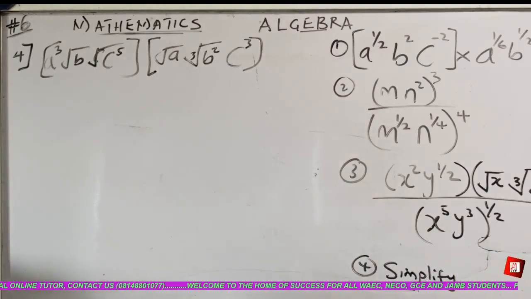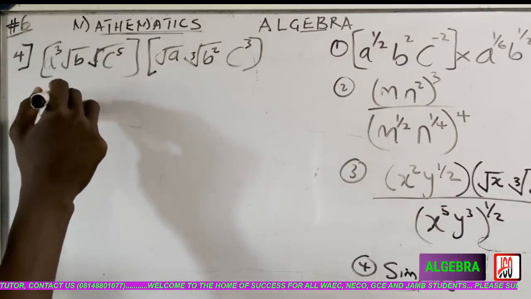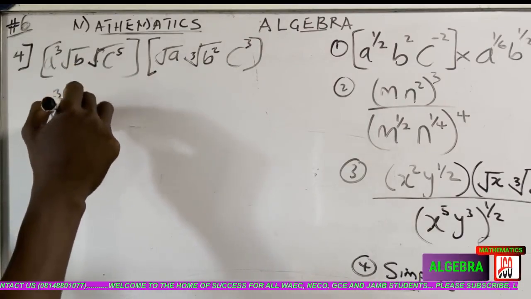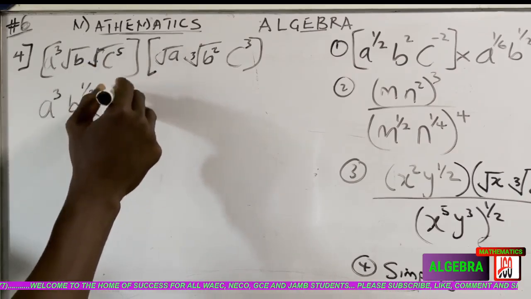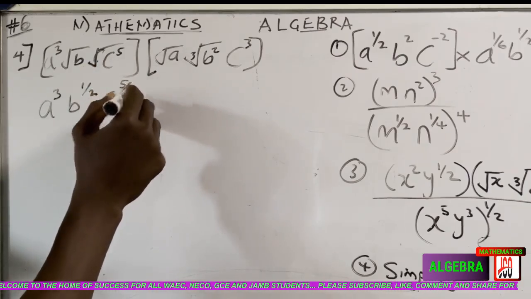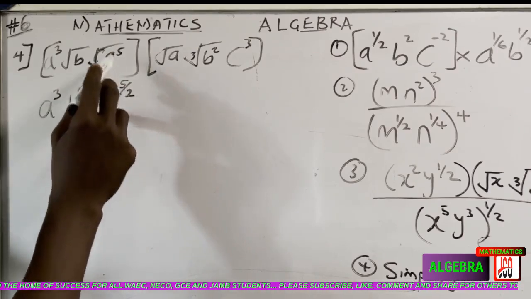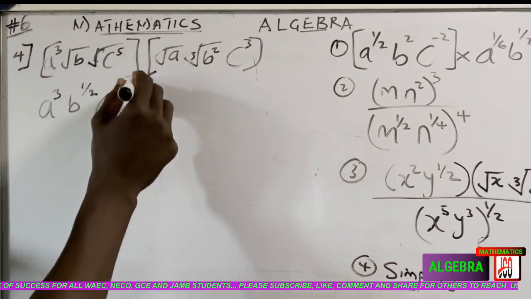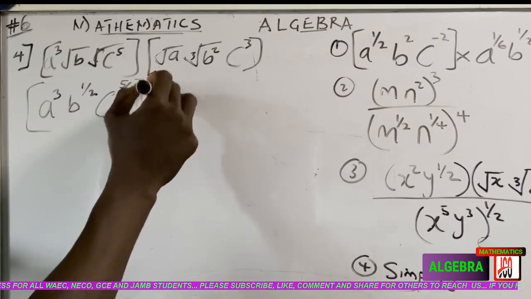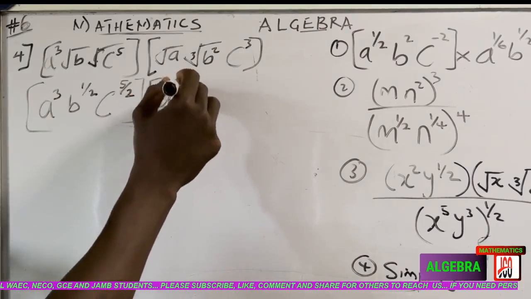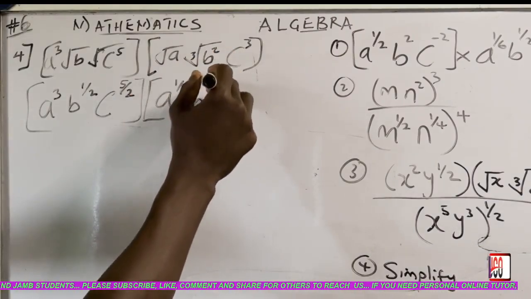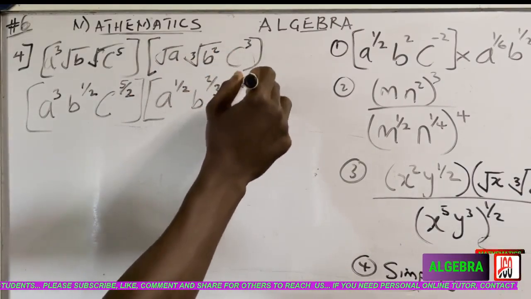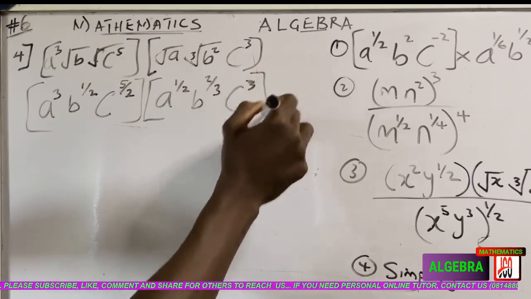Okay, so let's change these guys now. A raised to power 3 is A raised to power 3. Square root of B is B raised to power half. Square root of C raised to power 5 is simply C raised to power 5 over 2, because the square root is divided by 2. The 5 is the power numerator. There we have it, multiplied by square root of A, which is A raised to power half. Then cube root of B raised to power 2 is simply B raised to power 2 over 3. Then C raised to power 3.